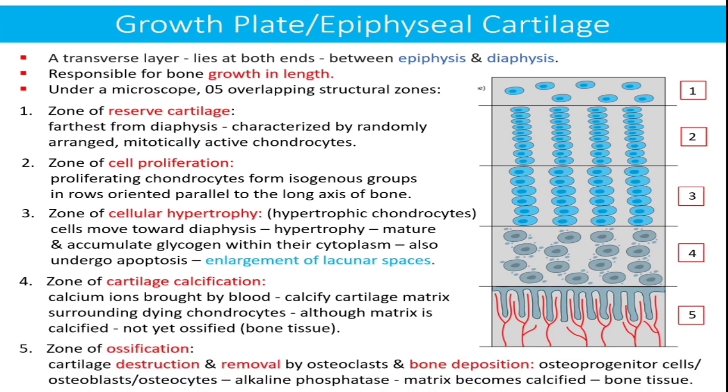Fifth is zone of ossification. Cartilage destruction and removal by osteoclasts and bone deposition by the arrival of osteoprogenitor cells, which convert as osteoblasts and later transform as osteocytes. The osteocytes produce alkaline phosphatase which causes matrix to become calcified. Hence the bone tissue is deposited.